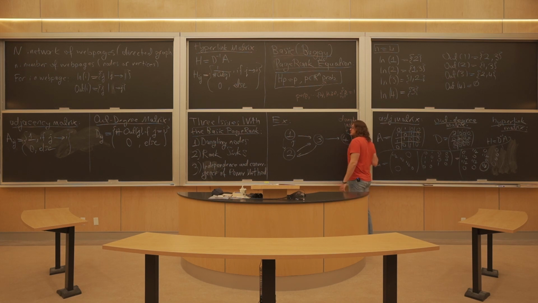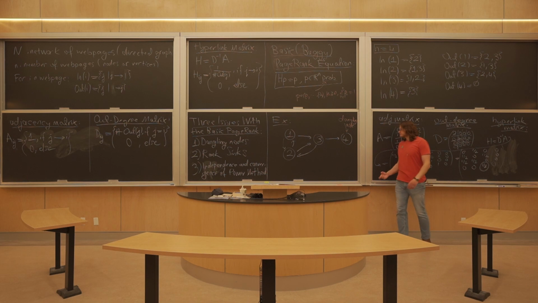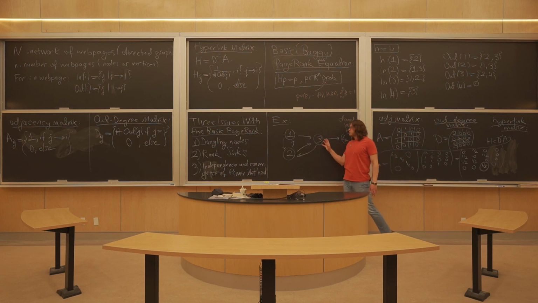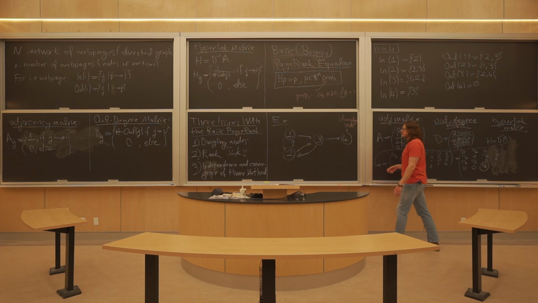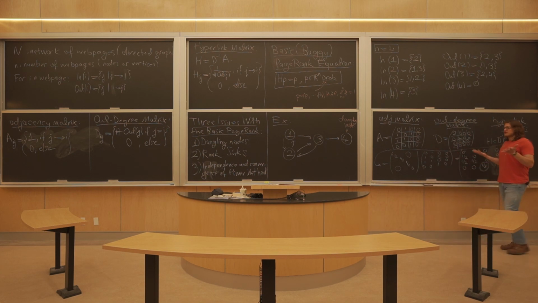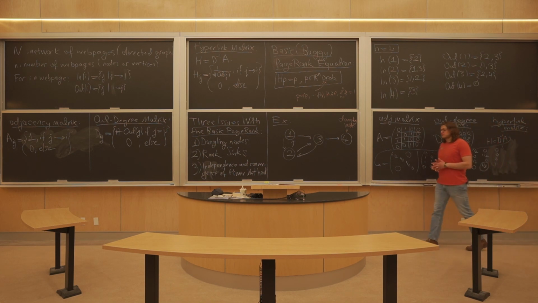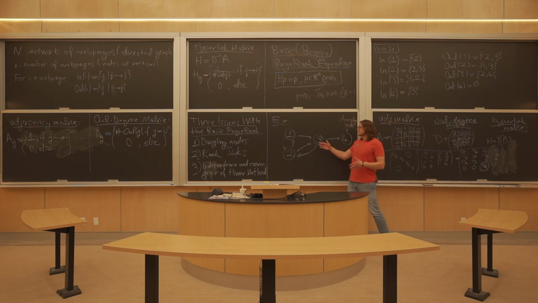If this happens, this dangling node is going to take all the importance out of the system, and your PageRank vector is going to be 0, 0, 0, 1. It's a probability vector, that's fine. So the math is not really an issue, but it's not really telling you the rankings of the other web pages.